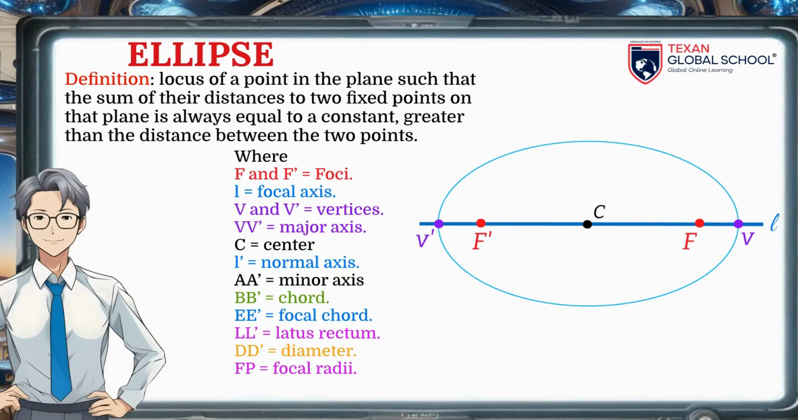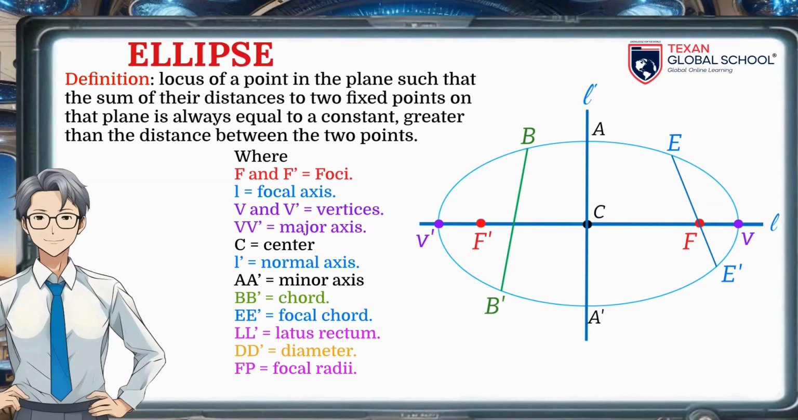L' is the normal axis, which is a line that passes through the center and is perpendicular to the focal axis. The minor axis is the portion of the normal axis included between the points A and A'. A chord B and B' is a line segment that joins any two points of the ellipse. E and E' is the focal chord that passes through one of the foci. The latus rectum L and L' is a focal chord perpendicular to the focal axis.